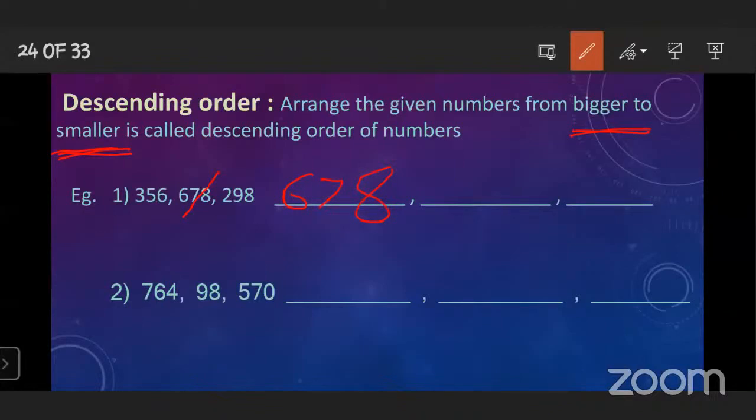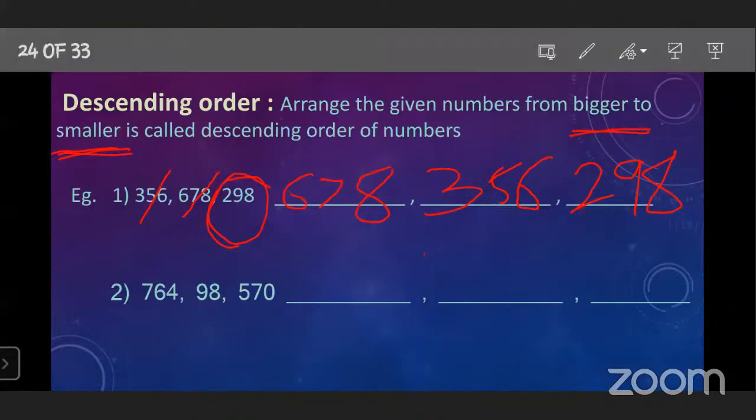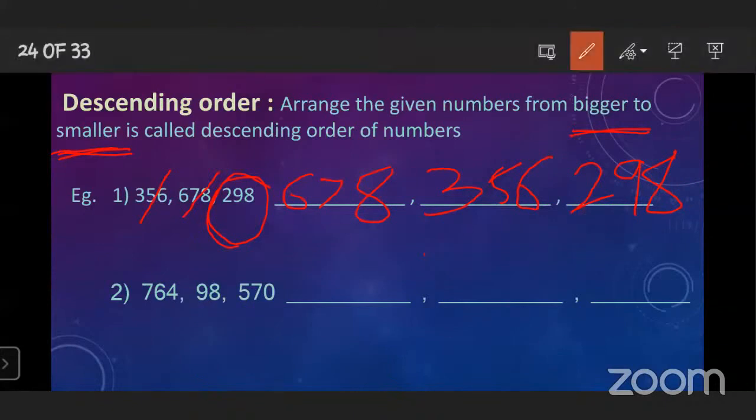After that, 356, and after that only one number is left, that is 298. It means the descending order is totally opposite to the ascending order. First we write the bigger number, and the last one is the smaller. So from these three numbers, 678 is the bigger number and 298 is the smaller number. Now the next example.